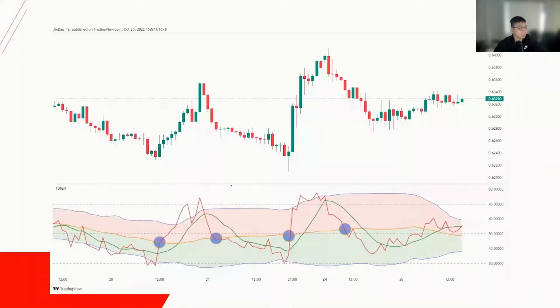Now, I'm talking about the first blue circle right there. The red line crosses above the orange line from below. So right there, longer term trading signal, price actually starts to move higher and higher. So what happens next? We are looking for a short, a sell signal right here. The red line crosses below the orange line from above. So it's right here, and price started to move bearish.